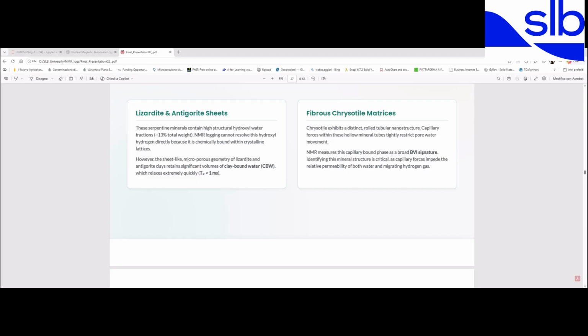So the other trouble is developing a new class of nuclear magnetic logs that is able to record a T2 relaxation time of less than 1 millisecond. Fibrous chrysotile matrix. The chrysotile exhibits a distinct rolled tabular nanostructure. Capillary force allows the mineral tubes to tightly restrict pore waters. The nuclear magnetic measures this capillary-bound phase as a broad signature. Identifying this mineral structure is critical, as capillary force impedes the relative permeability of both water and migrating hydrogen gas.